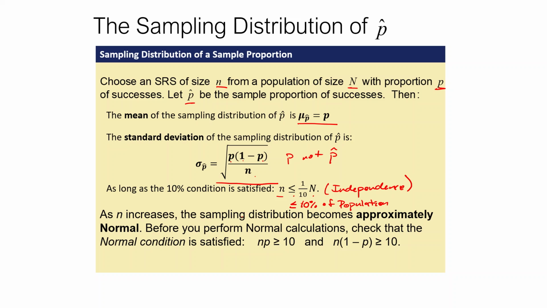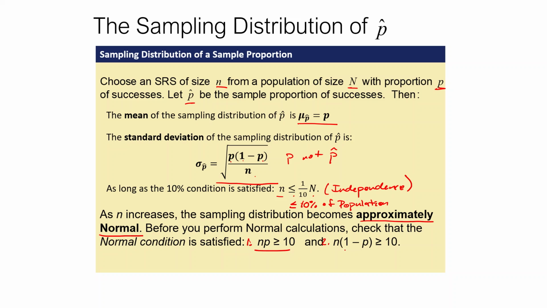All right, as n increases, the sampling distribution becomes approximately normal. Notice we have the word approximately here, but yes, it is really close to normal. So we usually just say approximately normal. We don't just say it becomes normal. All right, but before we can pretend it's normal, we have to check these two conditions. So condition 1, n times p has to be greater than or equal to 10.